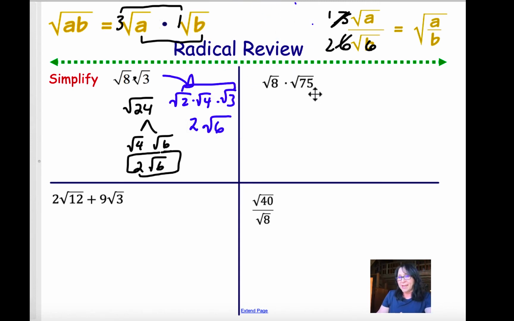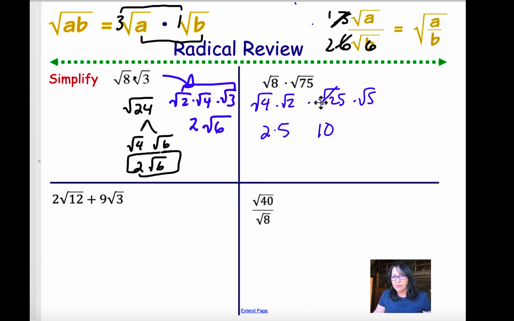So for example, root 8 times root 75. There's no real reason to multiply 8 times 75 and then reduce it again when it's already semi-reduced. So I would take 8 and break that down to root 4 times root 2. I would take 75 and break it down to root 25 times root 3. Then find the square roots there. Root 4 is 2. Root 25 is 5. So 5 times 2 is 10. So these two are done. Then I have root 2 times root 3, which is root 6. So realistically, I have 10 root 6, and that's my answer.